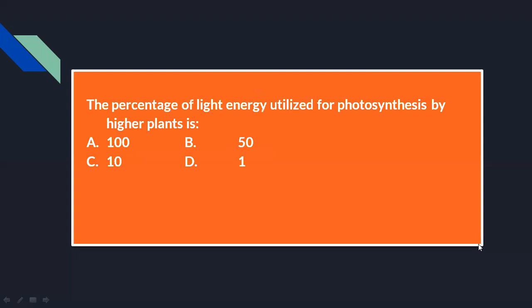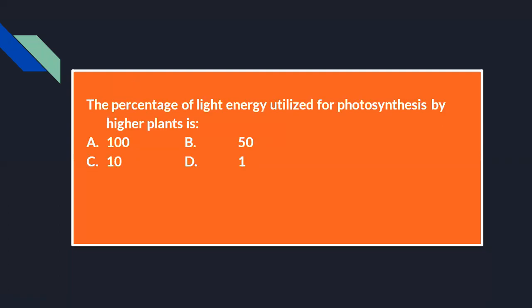Coming to the next question, the percentage of light energy utilized for photosynthesis by higher plants. How much light energy do higher plants utilize for photosynthesis? And the answer will be option D, that is 1. 1% of light energy is utilized for photosynthesis by higher plants.